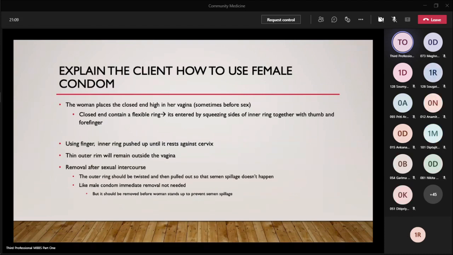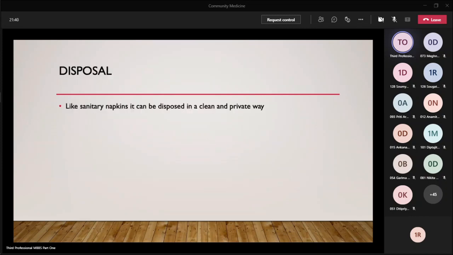The outer ring should be twisted and then pulled out when the sexual intercourse is over, because otherwise semen spillage can happen. So the outer ring is generally twisted and then pulled so that no spillage occurs. Like the male condom, immediate removal is not required, but it should be removed before the woman stands up to prevent semen spillage. Regarding disposal, like sanitary napkins, it can be disposed of in a clean and private manner.